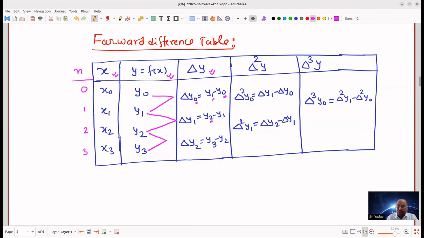And now if I go for the second difference, del square y0, again apply the definition here. So del square y0 means delta y1 minus delta y0. You compute the difference between these two, and then del square y1 is the difference between these two. Now we have del square y0 and del square y1 in this column. So the third difference will be the difference between these two points, which is del cube y0. So this is the Newton's forward difference table.